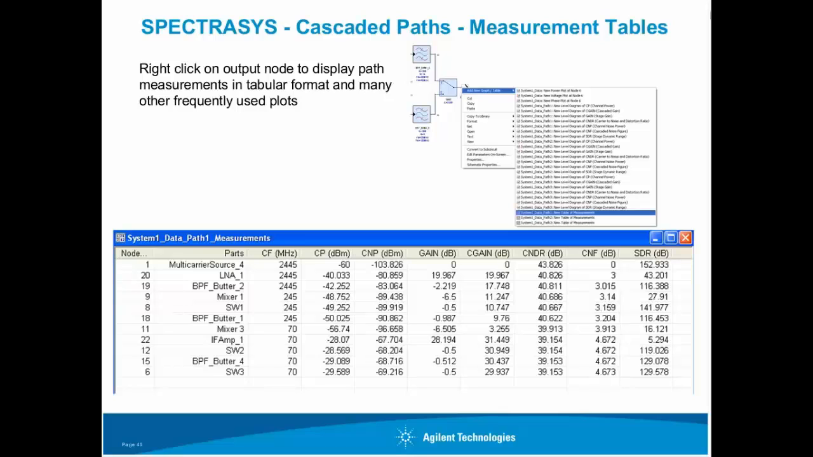SPECTRASYS can also display tables. So if you prefer tabular data, a lot of people are used to spreadsheets and like to look at it in tabular data. It can show it in tabular data, which can be exported to a spreadsheet as well. And it's very easy to look at this or any of the diagrams I've shown you, either the spectrum or the paths or the tables, by just right-clicking on the output node of your circuit, and it immediately displays any of the graphs or tables I've shown you.